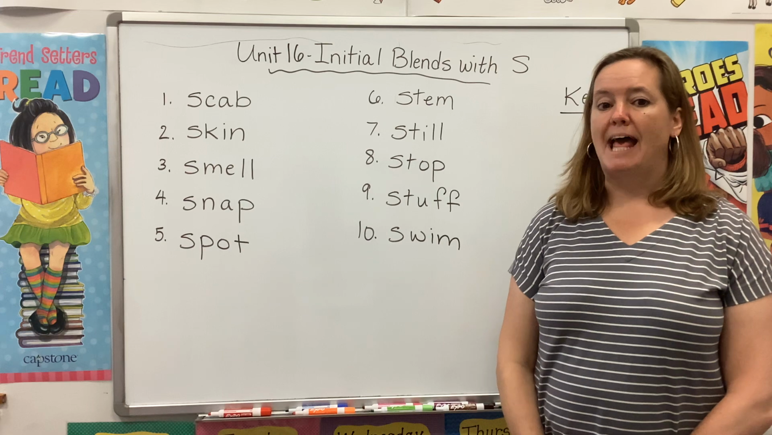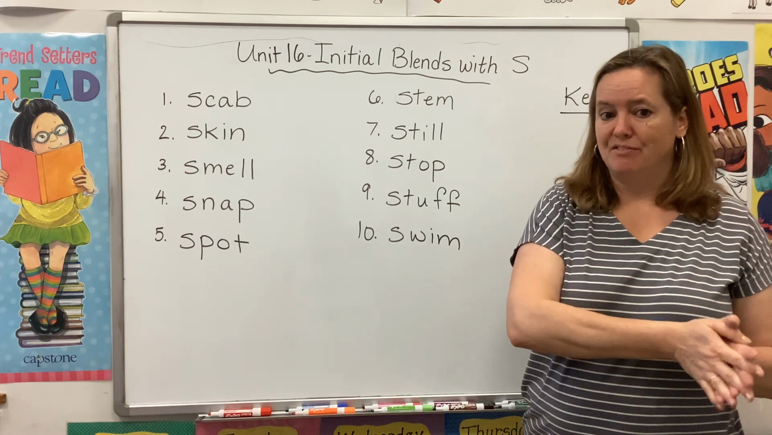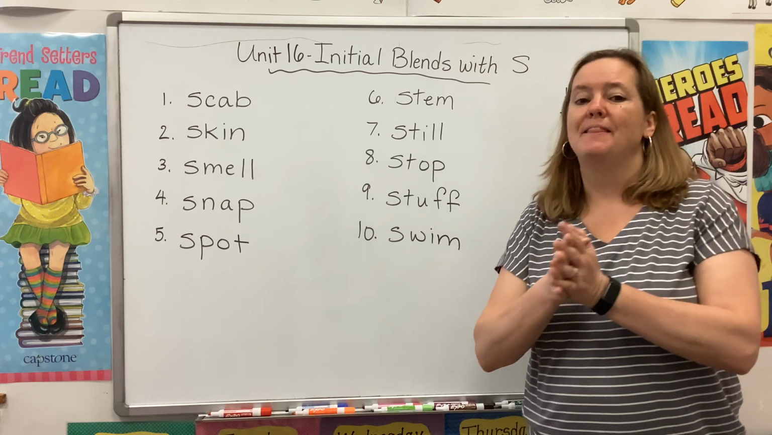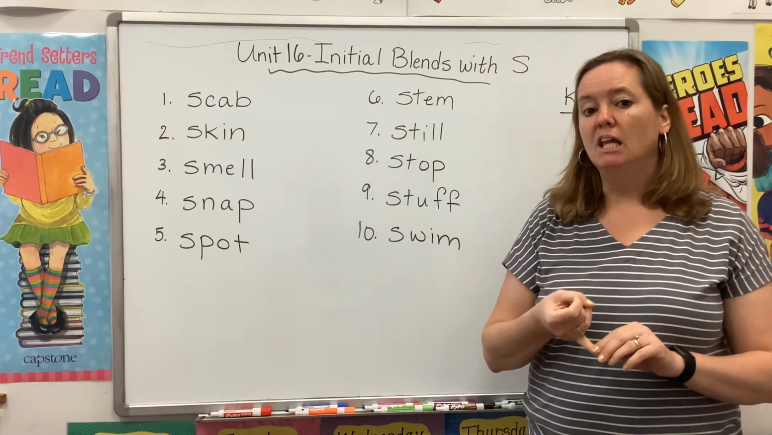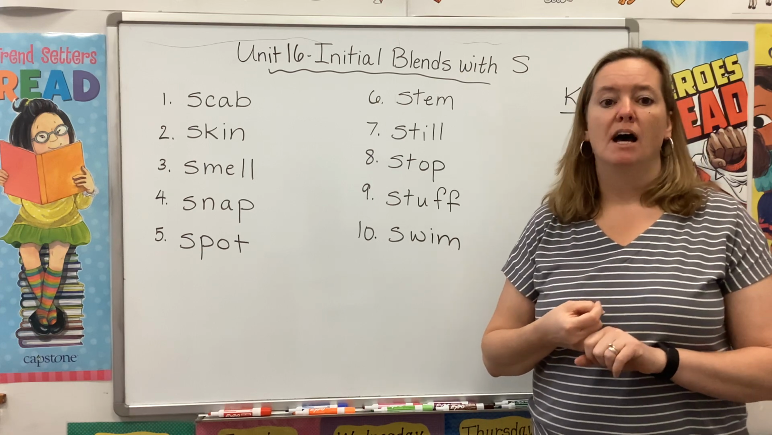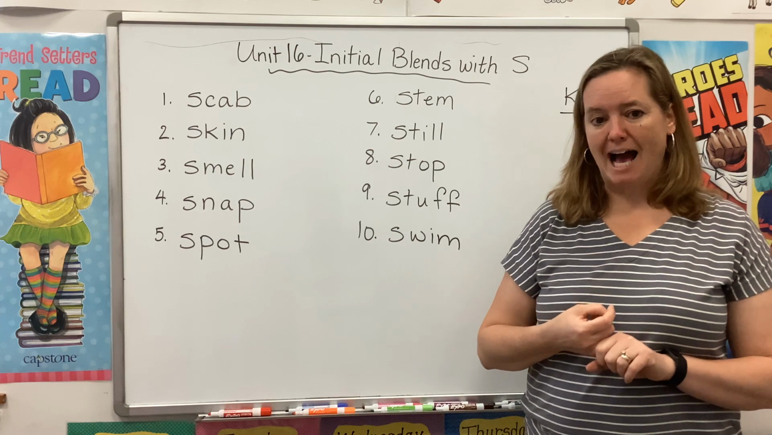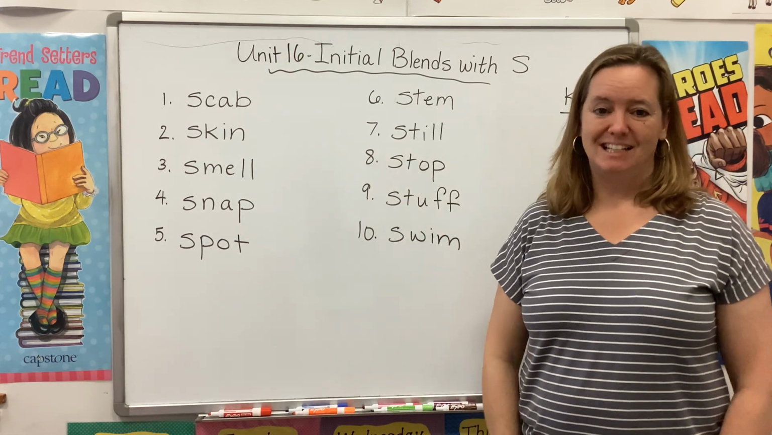Last week we worked on L blends. So our words started with several different consonant sounds and then moved on to the L. So we had BL, which said bowl, like in blue. We had CL, which said cool, like in clap. This week, our focus is on S blends.